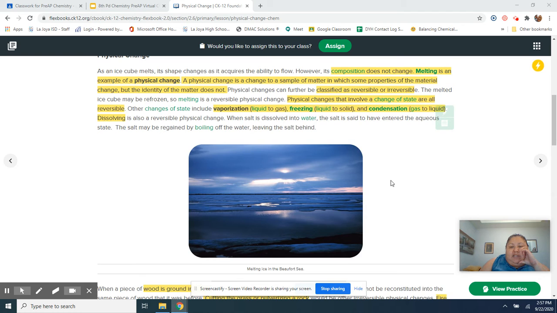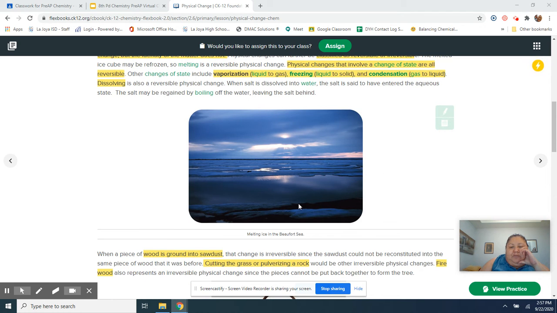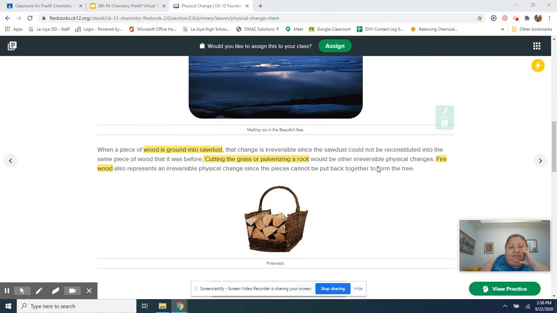So here you have an example of the Beaufort Sea. I don't know where that's at, but here they're showing the melting of the ice on top of the water. Maybe it's summer, and some of it has a tendency to melt, and then in the winter it reforms. Okay, that's what we can talk about.